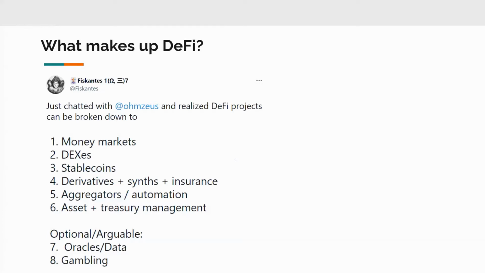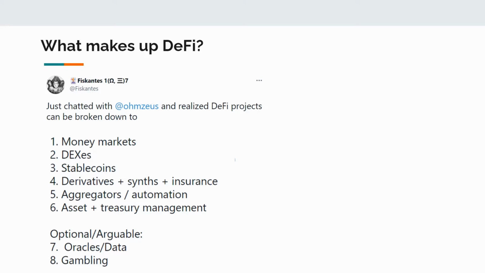So what exactly is DeFi? This is a tweet that Piscantis did that covers everything that exists so far, and there's just a few buckets here. You have money markets, which are essentially places to borrow or lend money. If you wanted to make some interest, you can provide capital for someone else to borrow, and then you can earn interest off that. Alternatively, if you want to borrow money, like take out a loan, you can also do that. That's what a money market is, and I'll go through some examples for that later.